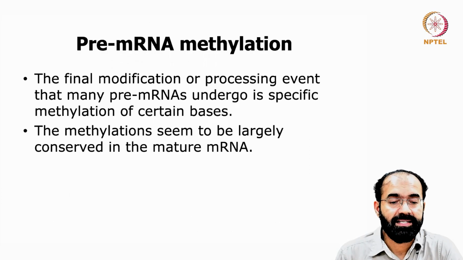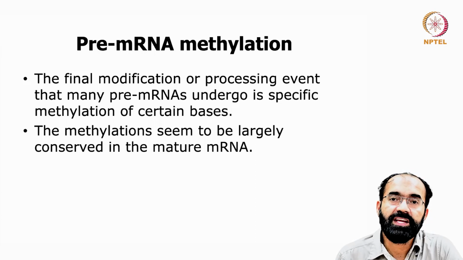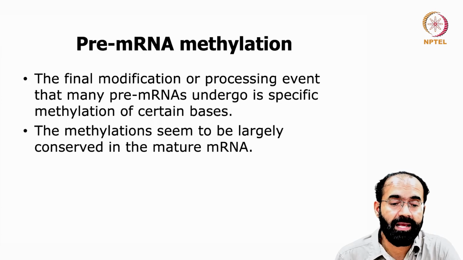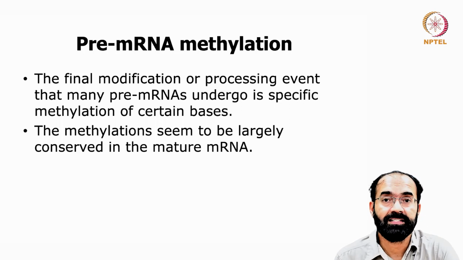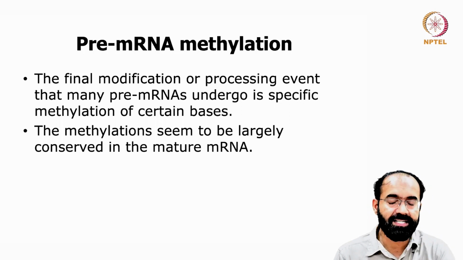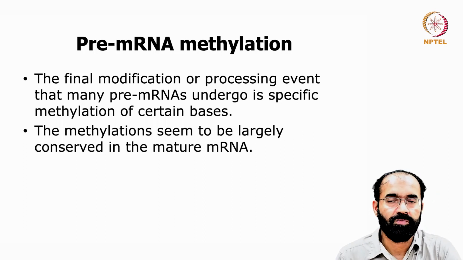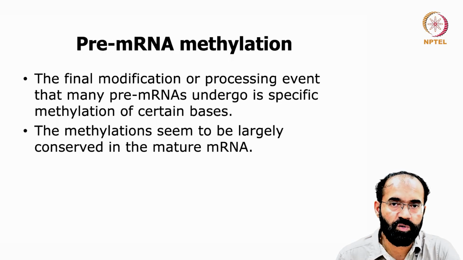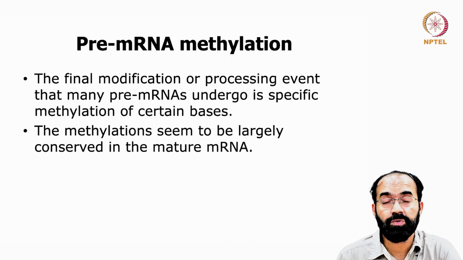And now let us see what is pre-mRNA methylation. The final modification or the processing event that many pre-mRNAs have to undergo is specific methylation at certain bases, because the methylation makes sure that this RNA is targeted for a particular location, for a particular processing, etc. So the methylation seems to be largely conserved in the mature mRNA.